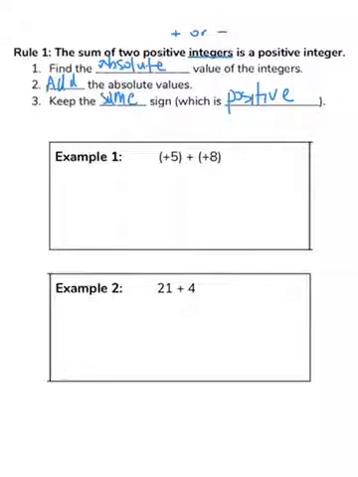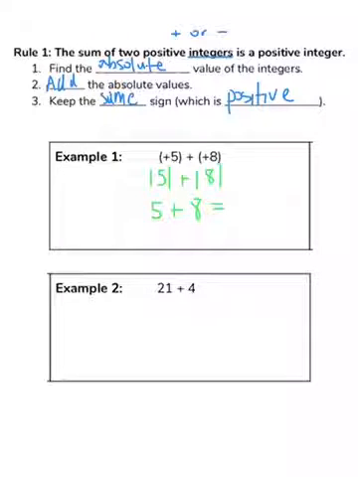So make sure you have this written down on your note sheet, and then we're going to look at example 1. In example 1, we can see that we have positive 5 plus positive 8. We are going to find the absolute value of both numbers. So if we look, the absolute value of 5 is 5 because 5 is 5 away from 0. The absolute value of 8 is 8 because 8 is 8 away from 0.